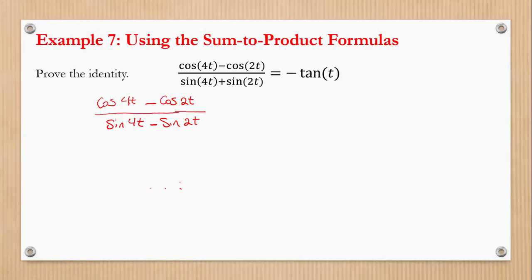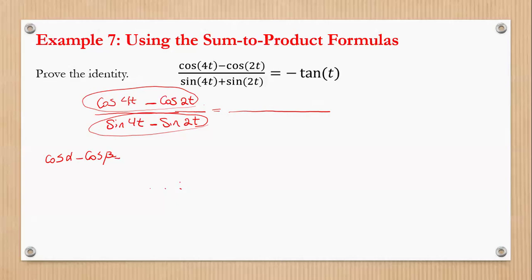The only thing that I can do right now is use the sum to product formulas to change the numerator to a product, and the same for the denominator. Because if I can change everything to products on the top and the bottom, and there is no more add or subtract in between, I can easily cancel out or change it to another function. So what is the formula for cosine of 4t minus cosine of 2t? The formula for the cosine of alpha minus the cosine of beta.